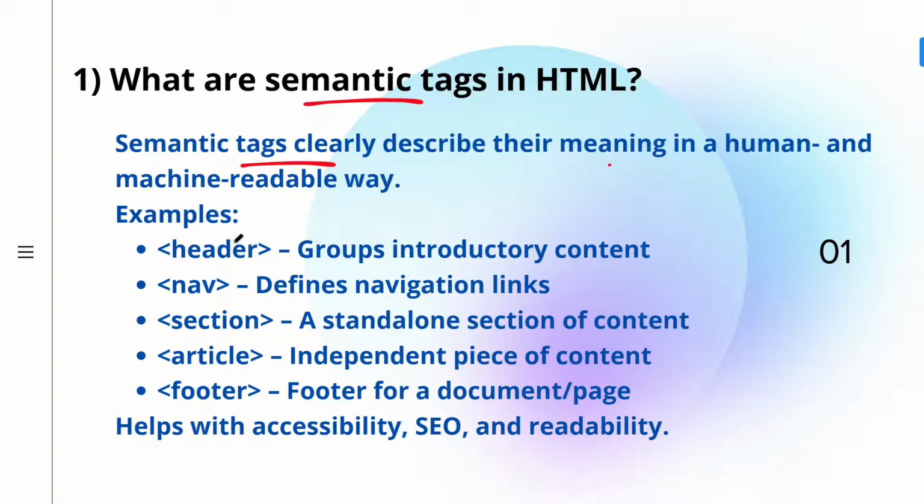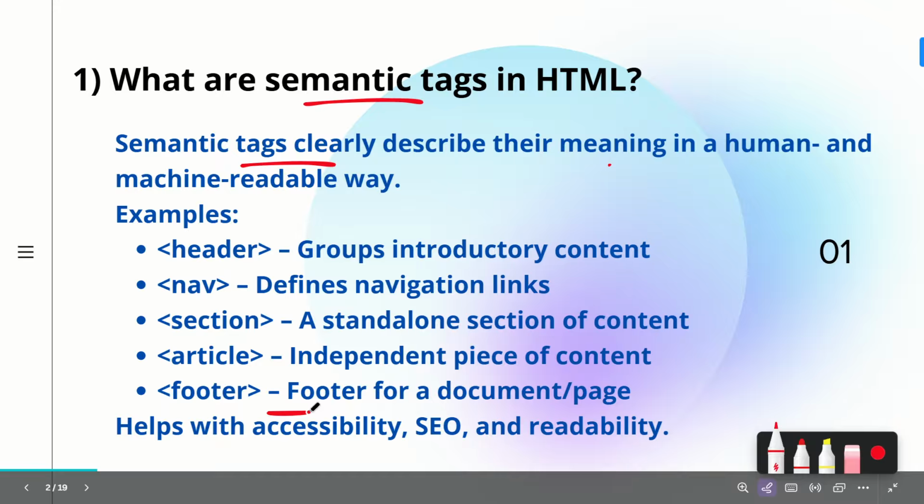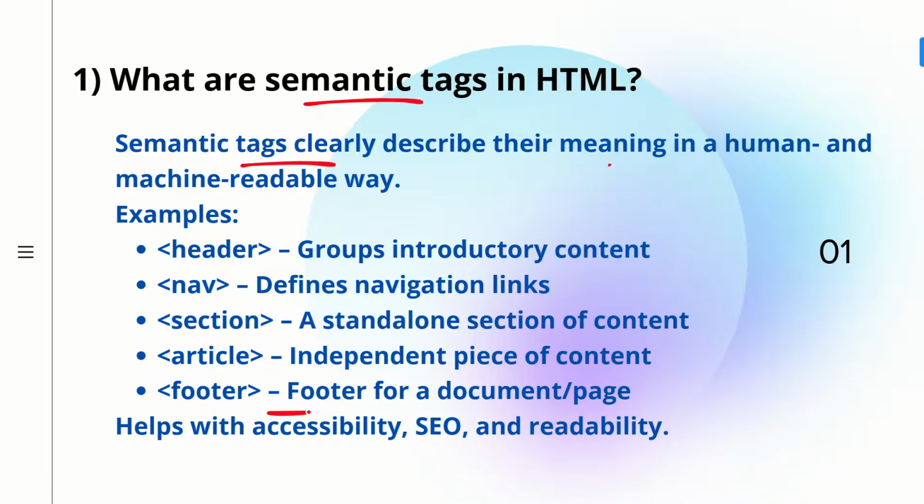Let's see where they are useful. They are useful in accessibility. What is accessibility? Accessibility is a feature which we give in our web application for the people who have disability. For example, if they are not able to see, they are not able to hear, or they have some physical disability, so for them we provide accessibility. In accessibility we have something called voiceovers or screen readers, which read the screens for the people who are not able to see.